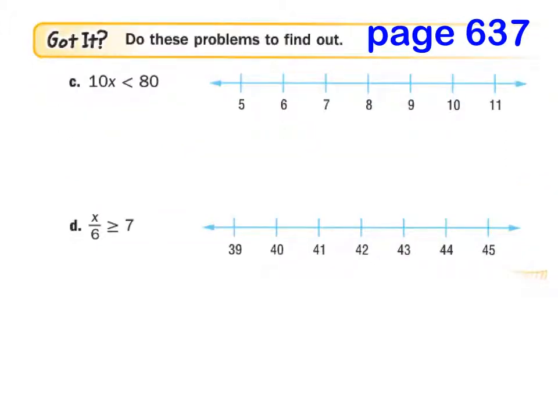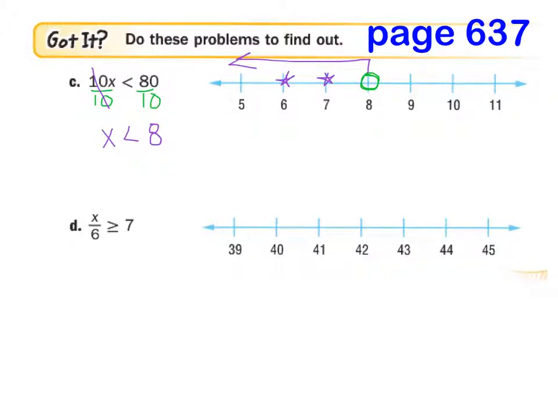Let's try one here. We have 10 times x, so we're going to get rid of it with division. I'll divide by 10. The 10's cancel, so I have x is less than 8. So going to my number line, I go to the 8, and I'm going to put an open circle because it doesn't have the equal sign underneath it. And now I need to find values that x has to be less than the 8. So 7 is less than 8, 6 is less than 8. So my arrow is going to go up and to the left.